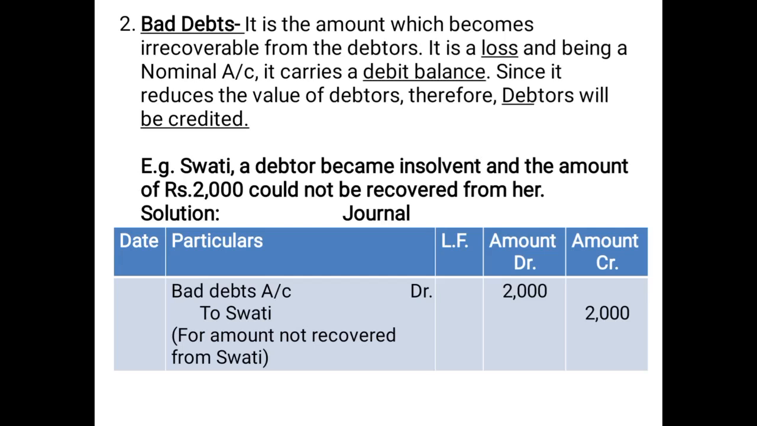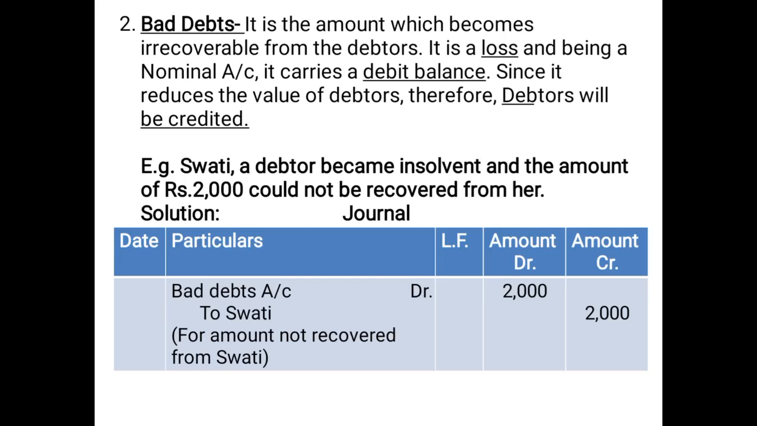That means Swati is a debtor for 2,000 rupees who became insolvent, and this amount of 2,000 could not be recovered from her. That means this amount of 2,000 is bad debts, and bad debt is a loss. So what will be the entry passed? Bad debts account debited 2,000 to debtor, and the name of the debtor here is Swati.